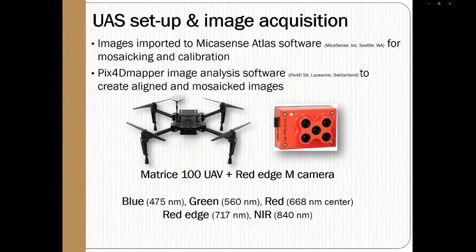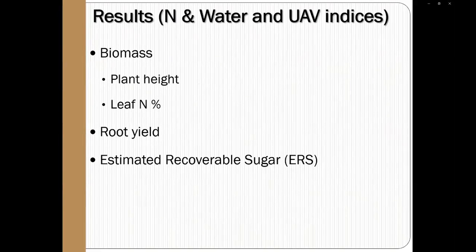We utilized the Matrice 100, the unmanned aerial vehicle, or UAS, or drone, which was equipped with the RedEdge camera. The camera has a capability to collect spectral reflectance in blue, green, red, near-infrared, and red edge wavelengths. The drone data were analyzed using the MicaSense Atlas software, and then the Pix4D image analysis software. Today I'd like to share some of the results for the biomass, sugar beet root yield, and ERS, which is the estimated recoverable sugar data.